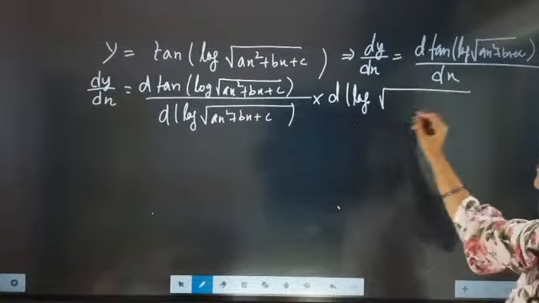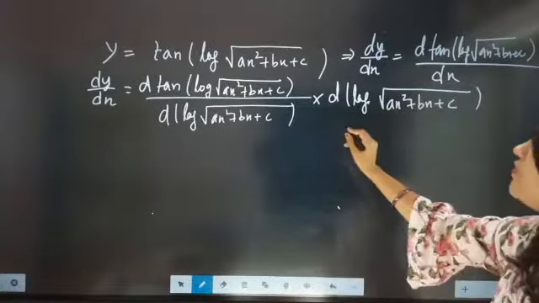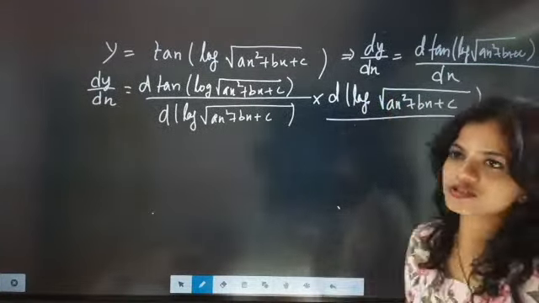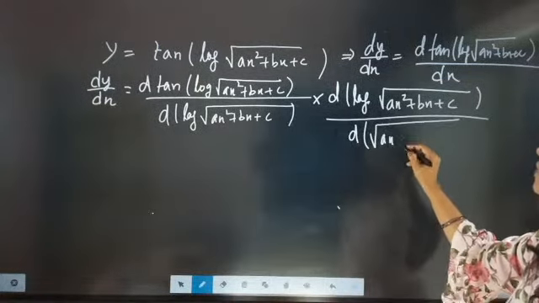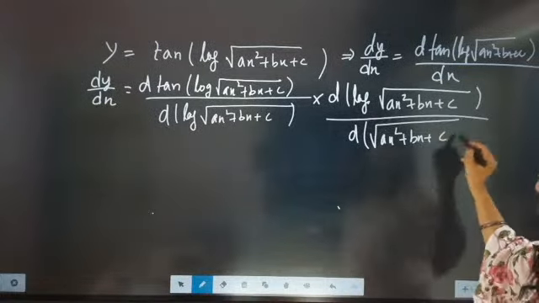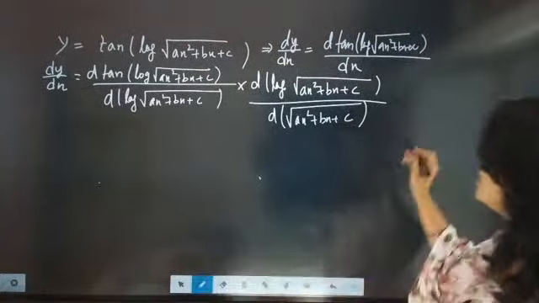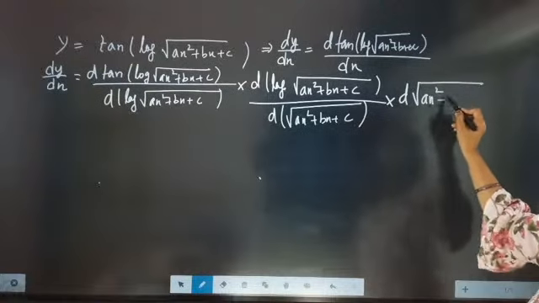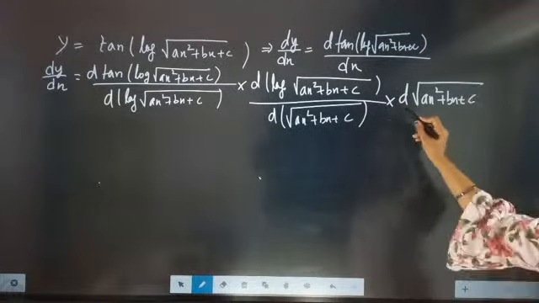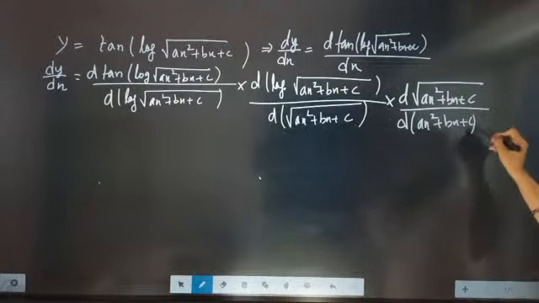Log of root of ax square plus bx plus c. Now what you have written, this time log is the boss. Remove log. Root of ax square plus bx plus c. Now you have multiplied with this. Then root under ax square plus bx plus c. Now root is the boss. Remove root. Ax square plus bx plus c.